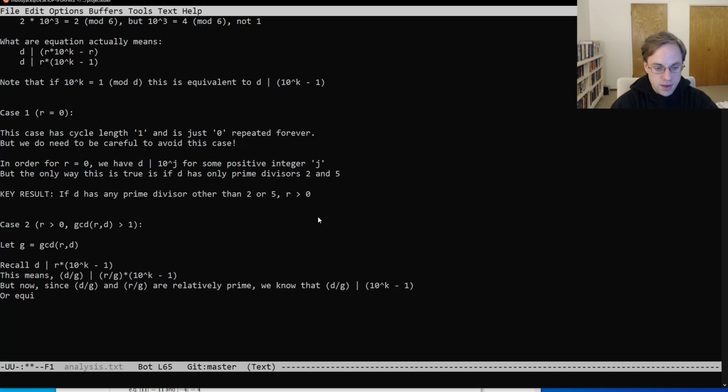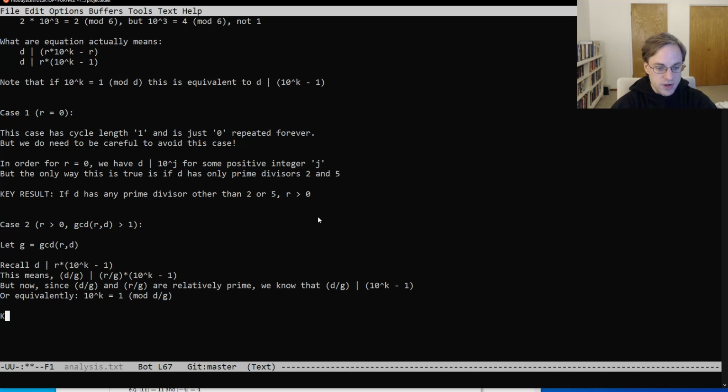Or equivalently, 10 to the k is congruent to 1 mod d over g. Okay, so why is this important? Well, this should look rather familiar, since it's essentially the equation that we're trying to get to, but with a different denominator. And in fact, a smaller denominator than what we started with.